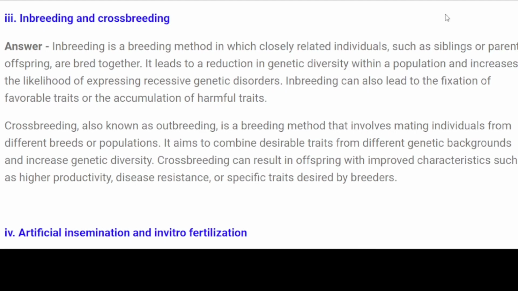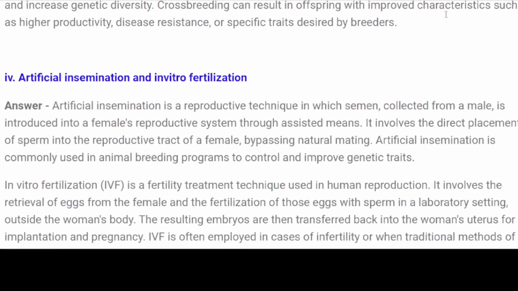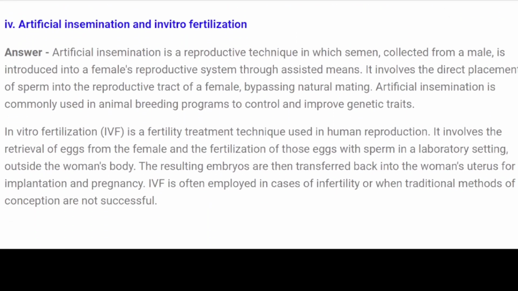4. Artificial insemination and in vitro fertilization. Answer: Artificial insemination is a reproductive technique in which semen collected from a male is introduced into a female's reproductive system through assisted means. It involves the direct placement of sperm into the reproductive tract of a female, bypassing natural mating. Artificial insemination is commonly used in animal breeding programs to control and improve genetic traits.